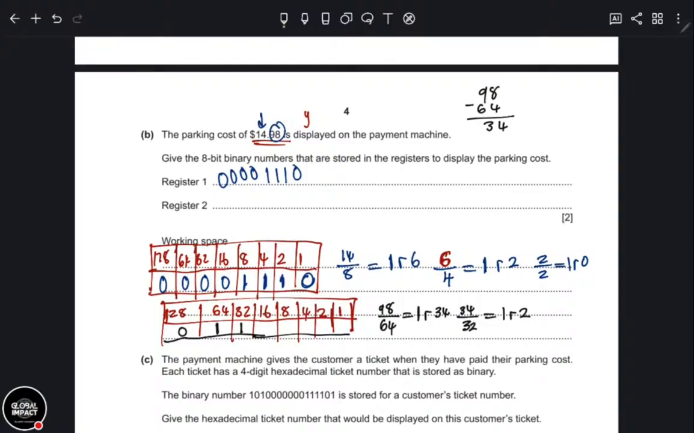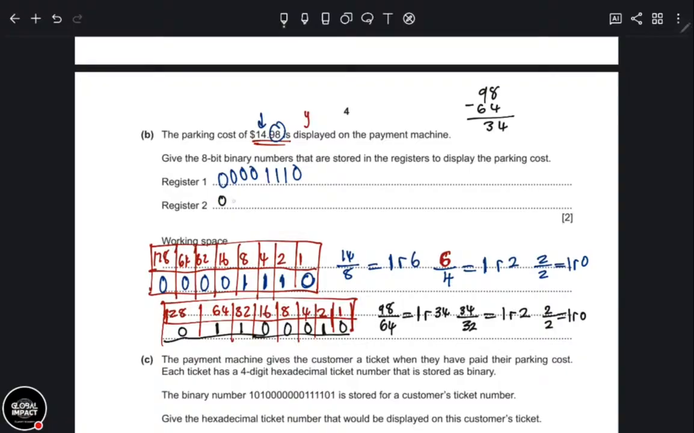So now we go to 16. Is it smaller than 2? No, so 0. 8, is it smaller than 2? No, so 0. 4, is it smaller than 2? No, 0. So we are working with that 2. 2, is it smaller than or equal to? It is equal to 2, so we can use it. So we'll put a 1 here. And you get a 1, remainder 0 here. So we have a remainder 0, so we might as well put it like that.